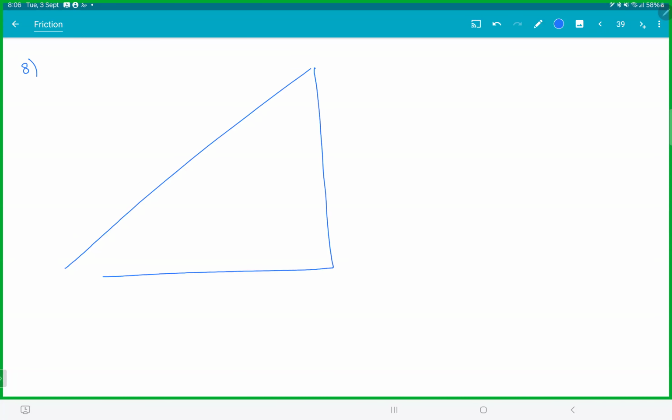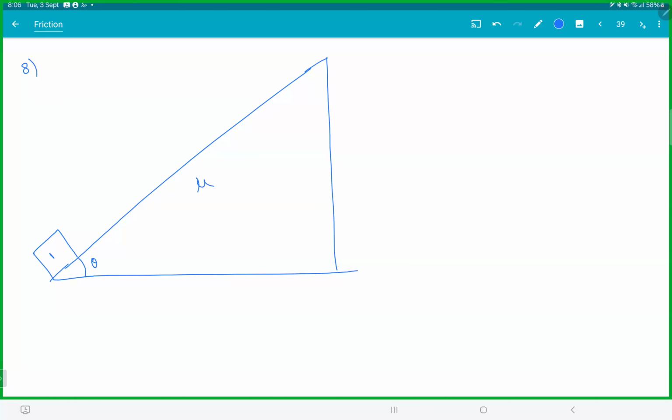We have an incline. This is theta. This is mu. We have a block M here. It is projected with speed u. The block goes up and comes down to the initial position. Find the ratio of time of ascent by time of descent.